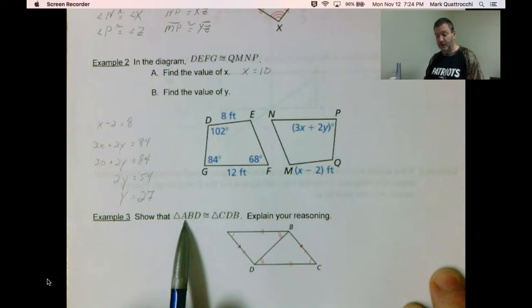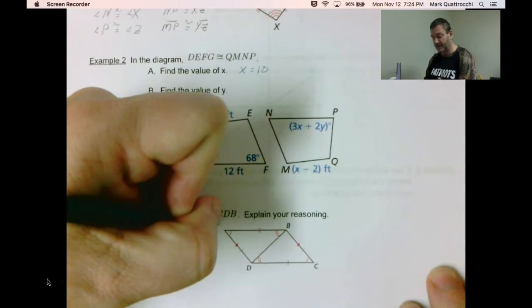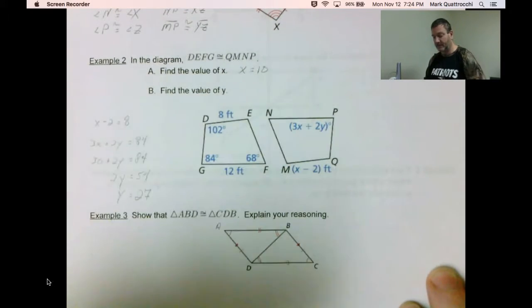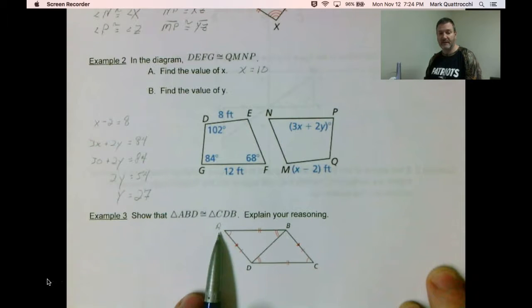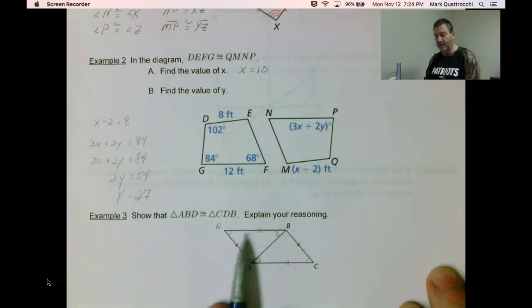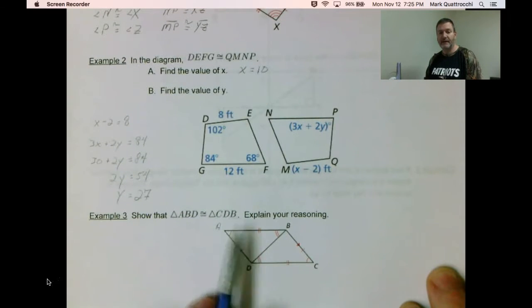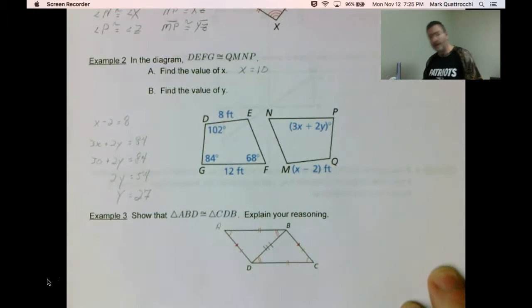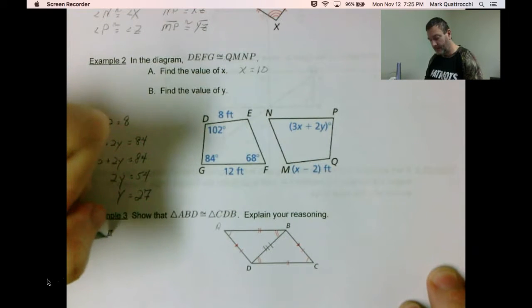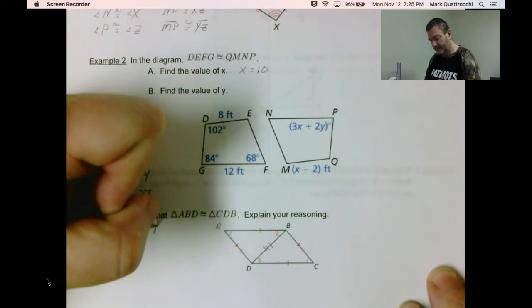So I need to show that side AB is congruent to side CD. This is missing in the diagram. I got this diagram from Big Ideas Math, and it was missing the A already. AB has to be congruent to CD, and that's part of the given information. BD is congruent to BD. Oh, that's right here. How do I know those two are congruent? BD is congruent to BD. Reflexive property.